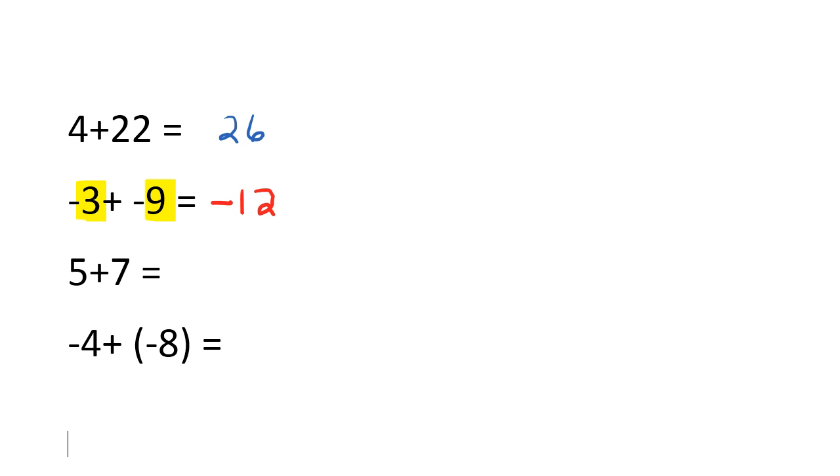The next problem is 5 plus 7. They're both positive, and I add them together to get 12. Then I look at the next problem, and they're negative, so if I look at the absolute value of both numbers, I get 4 and 8. I add those together to get 12, and then since they're both negative, the sign on the sum is going to match, and it will be negative.